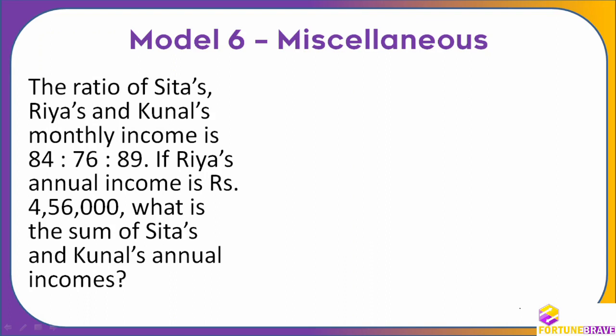Now again one more question. The numbers seem to be very big numbers, complicated numbers. The ratio of Sita's, Riaz and Kunal's monthly income is 84 is to 76 is to 89. If Riya's annual income is given, what you need to remember or take care of here is that sometimes there is monthly income, sometimes annual income. The ratios are in monthly income and what they have given is annual income. Riya's annual income they have given.